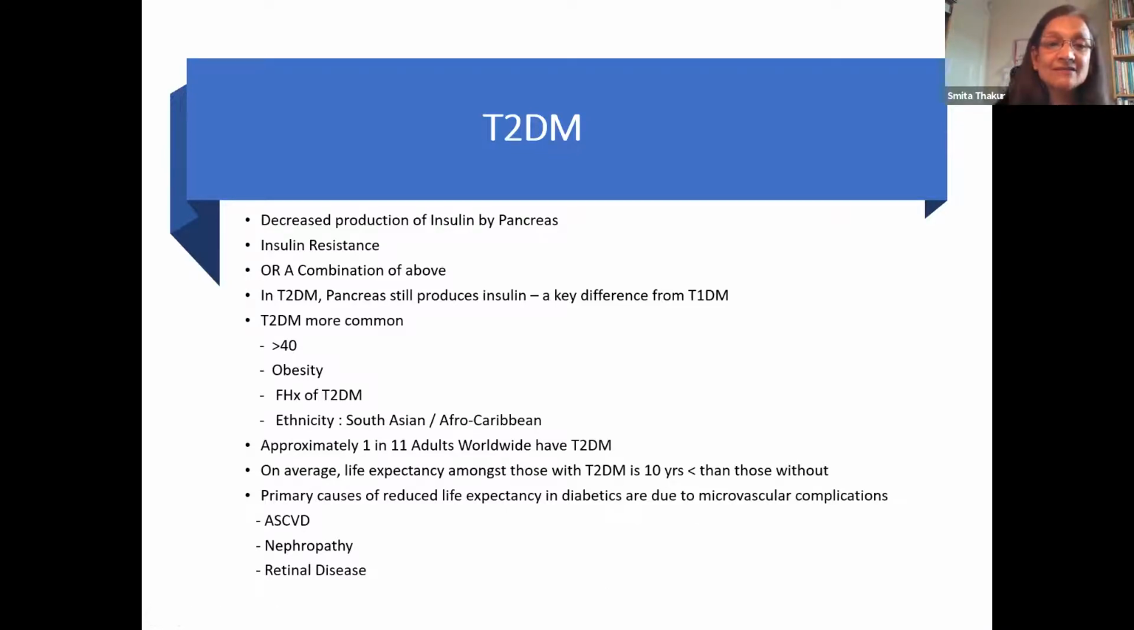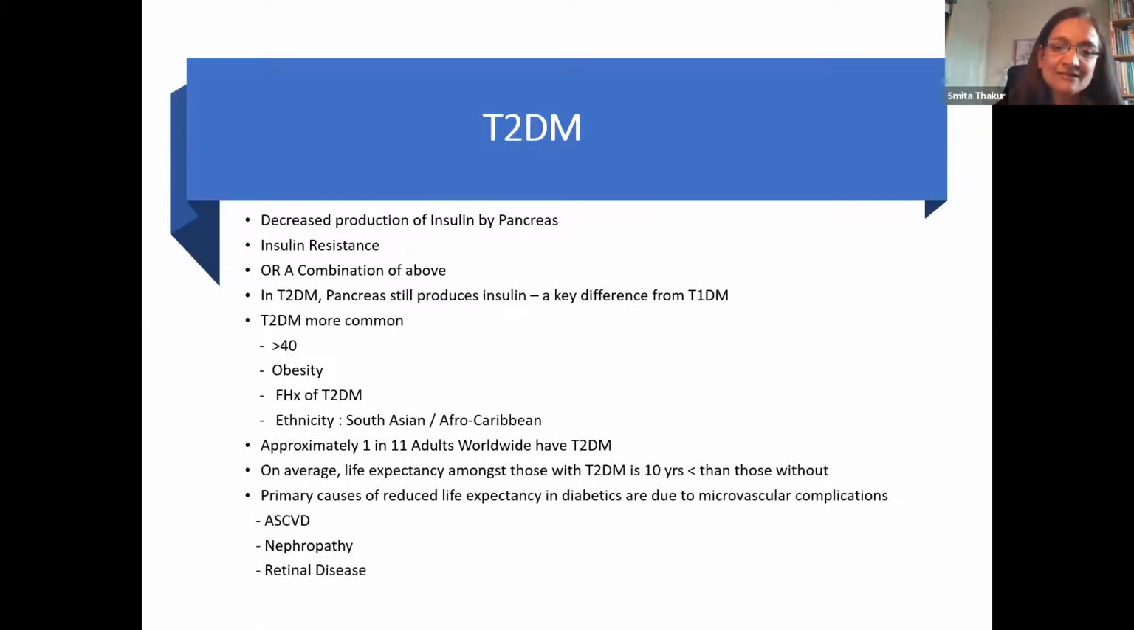In type 2 diabetics, there is decreased production of insulin by the pancreas, and there can be insulin resistance or a combination of both. The main difference between type 1 and type 2 is the pancreas is still producing some insulin in type 2. Type 2 is more common in over 40s, obese, family history, and ethnicity, South Asian or Afro-Caribbean. 1 in 11 adults worldwide will have type 2 diabetes mellitus. On average, life expectancy among those is less than 10 years than those without.